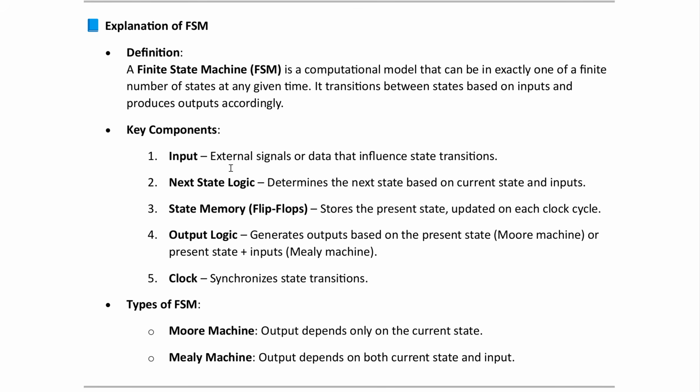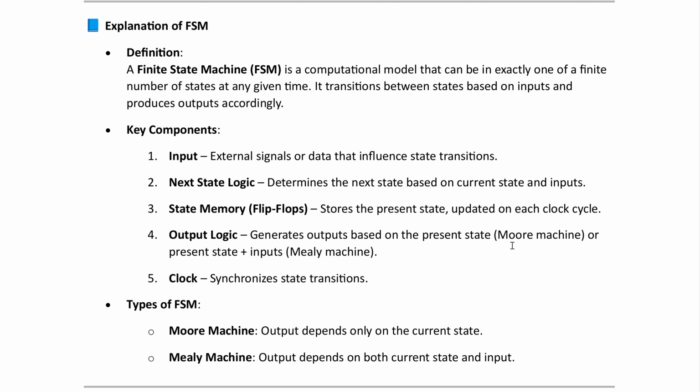Key components are: the first component is input, an external signal or data that influences state transitions. Second component is next state logic, which determines the next state based on the current state and the inputs. That is, when we apply some input to the current state, we get the next state. Third component is the state memory, represented by flip-flops, which stores the present state, updated on each clock cycle. Fourth component is the output logic, that generates outputs.